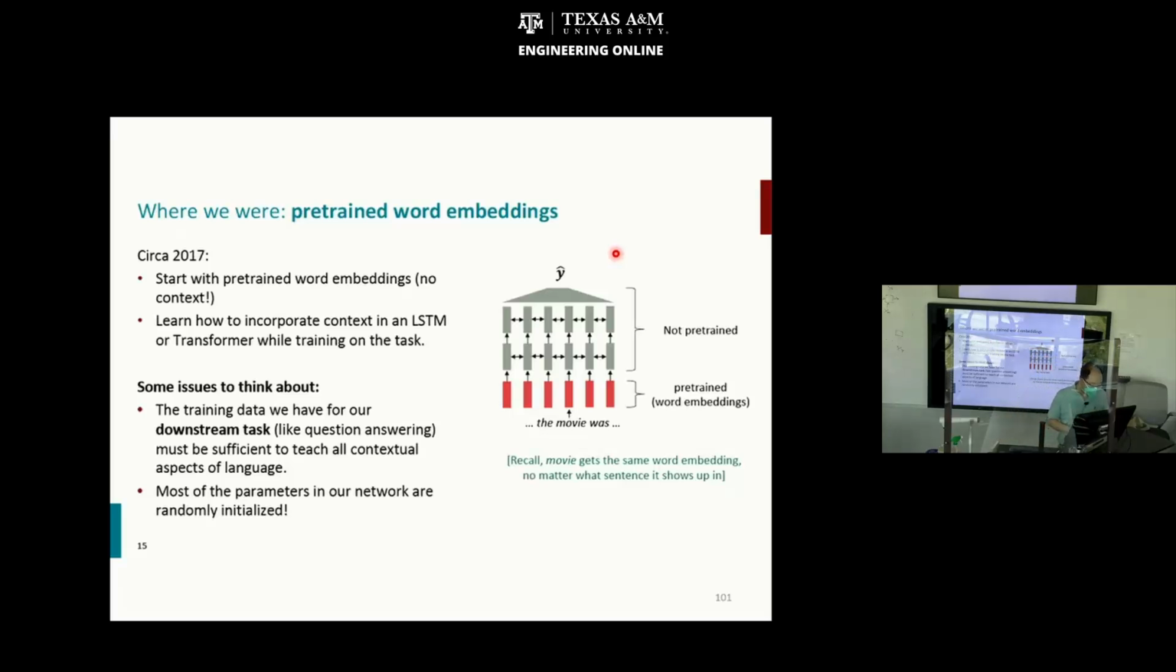So this is the issue that I was talking about. First of all, when you pre-train these embeddings, you don't know whether this pre-training data is sufficient to teach us about the contextual aspects of the language. And the second thing is that most parameters are randomly initialized here. So these are a couple of issues with that kind of approach.